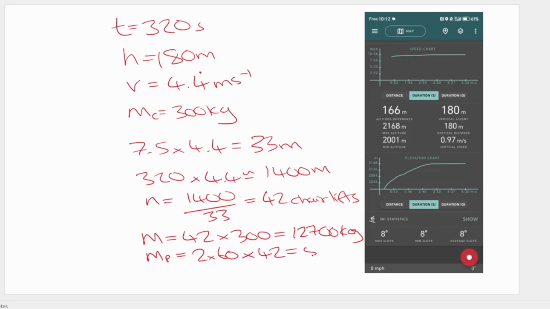So it's certainly significant. In total, the mass of all of our chairlifts and people, and that's not even very loaded, is 12,700 plus 5,000, which is about 17,700 kilograms. That is our ballpark figure for what is being hoisted from the bottom to the top of the slope. So that's a huge amount of mass.